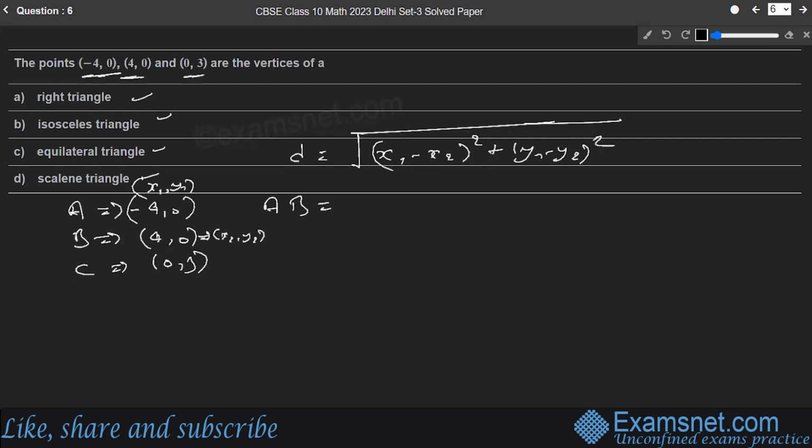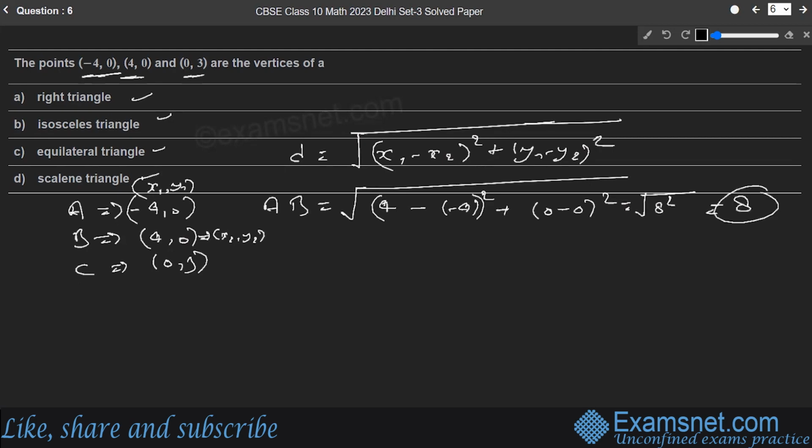When we do this, we find the square of the difference of x coordinates plus the square of the difference of y coordinates. So it is going to be 4 minus minus 4 whole square, plus 0 minus 0 whole square, that comes out to be root of 8 square, that is nothing but 8. So the distance AB is 8.